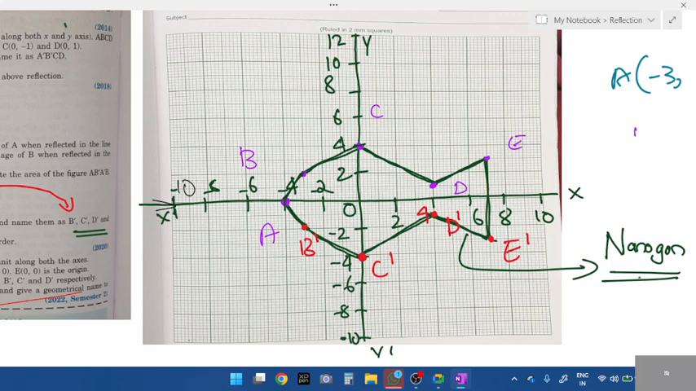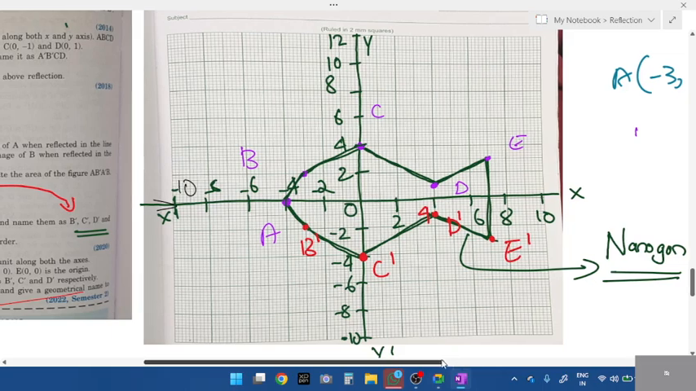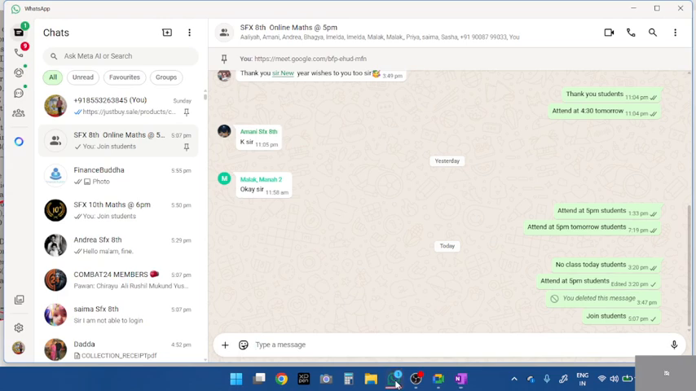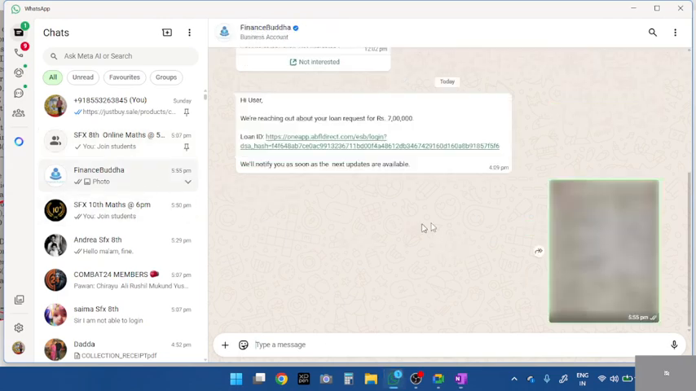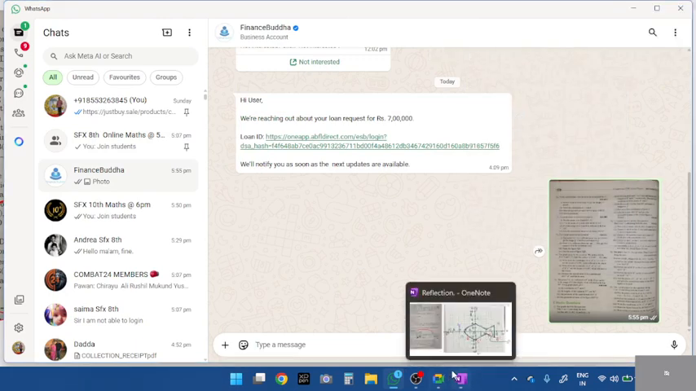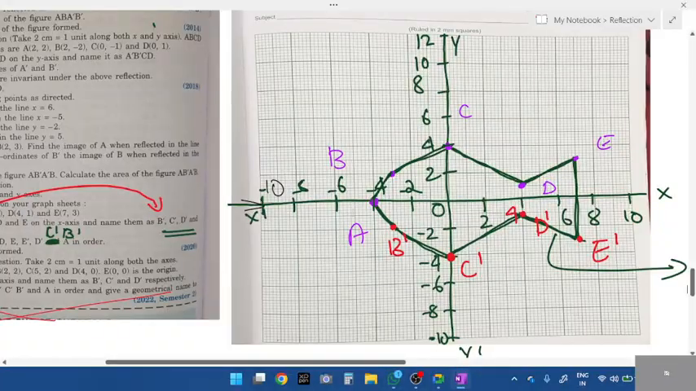All of you got the same figure? A dash, B dash, C dash. Here we are getting a kind of fish, or you can just write nonagon. Completed. Another two questions. All of you done? Shall we try the next one?